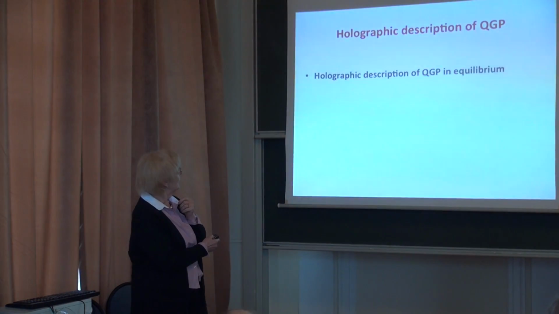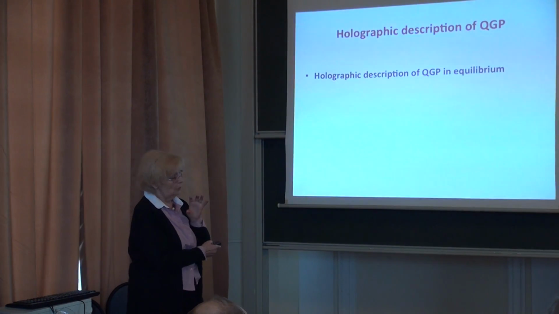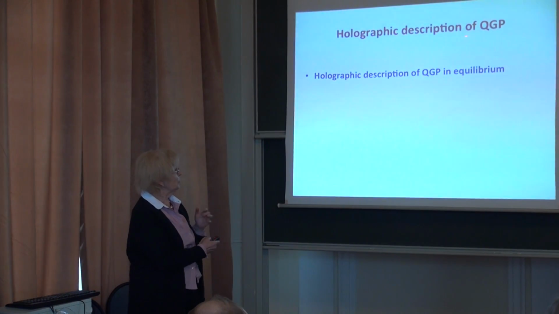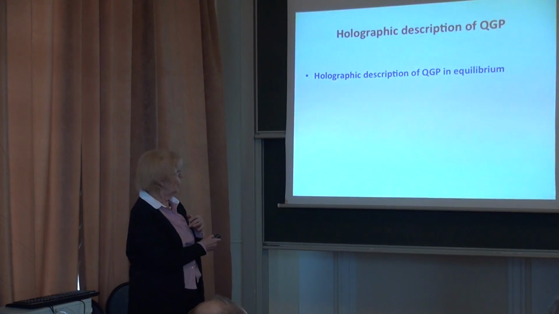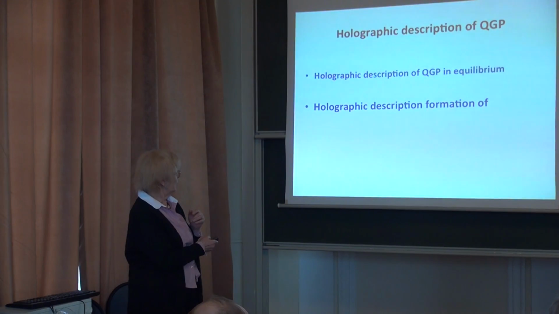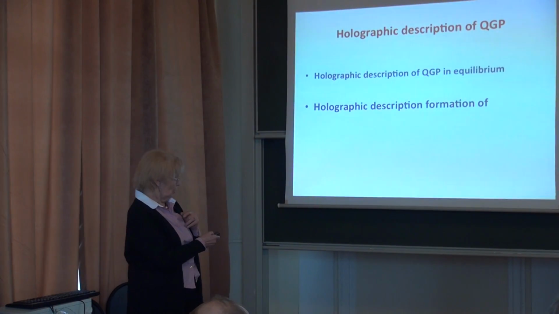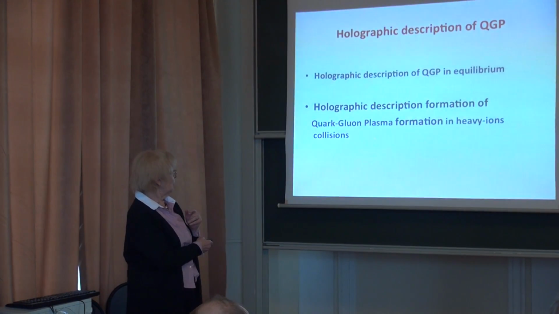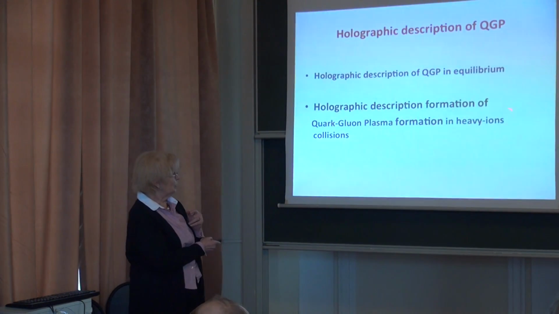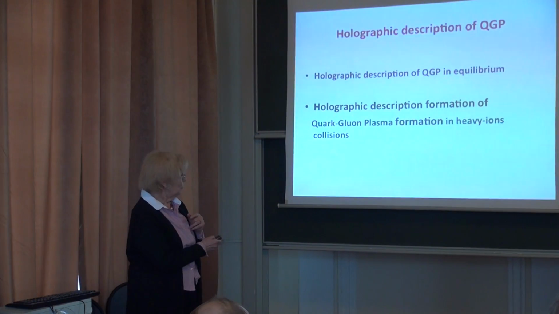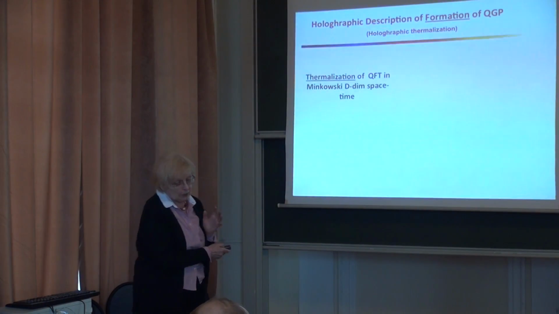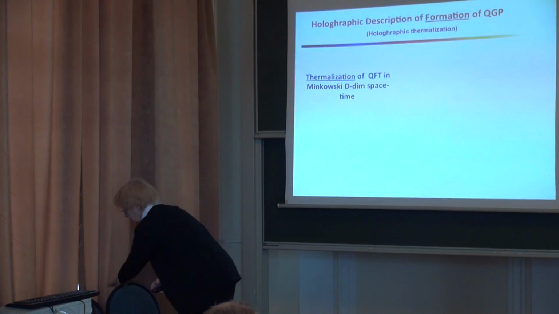So there are two main regions for the application of AdS/CFT to plasma. The first concerns the holographic description of quark-gluon plasma in equilibrium, and the second branch concerns the holographic description of the formation of quark-gluon plasma in heavy ion collisions. Of course, this problem is essentially more complicated. But how can we try to solve this problem?